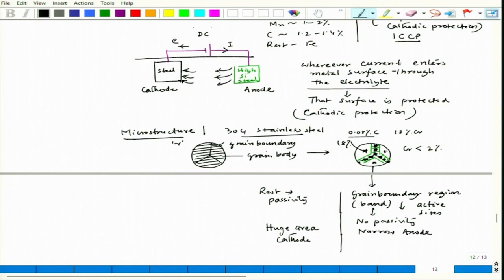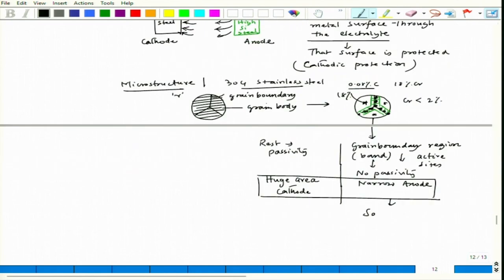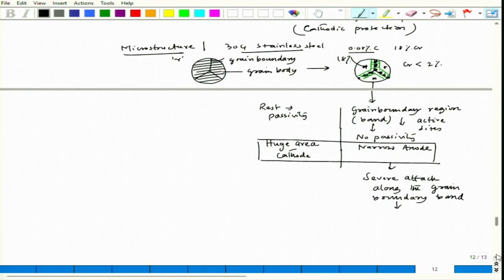And we know from our earlier understanding that if you have a large cathode and small anode, then it's a very, very bad condition, and that condition might lead to a severe dissolution of that narrow anode region. Okay. So then this particular condition would lead to severe attack along the grain boundary band, and this leads to one dangerous corrosion event, we call it intergranular corrosion.